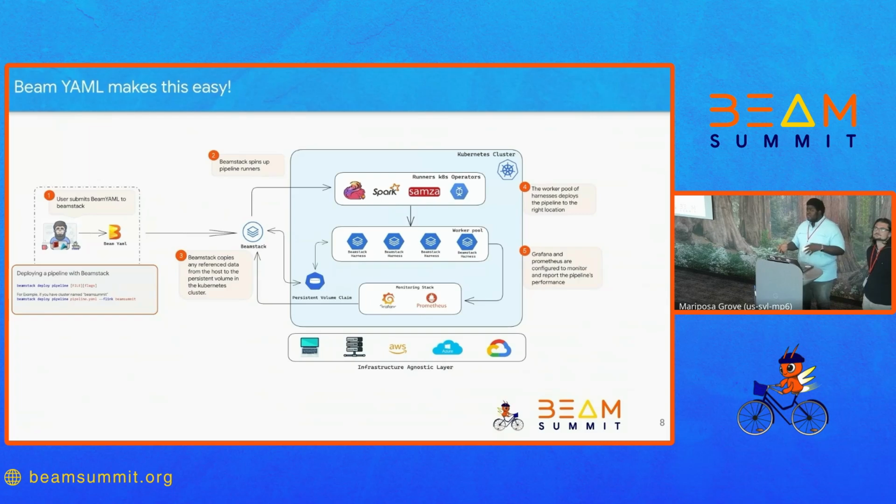And then Grafana and Prometheus are configured to monitor the pipeline and retrieve metrics and performance data and things like that. And finally, you can then open up your dashboard with Grafana or Prometheus. And you also have access to the Runner UI, which you can open as well to check your jobs and inspect logs, if you will.